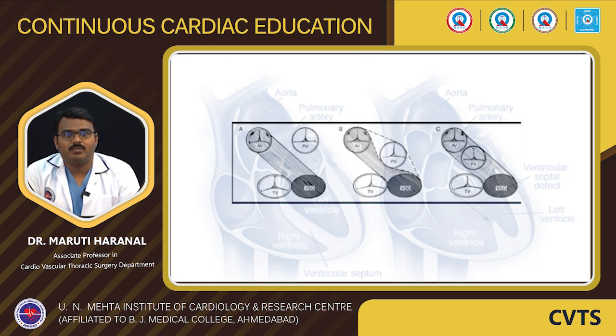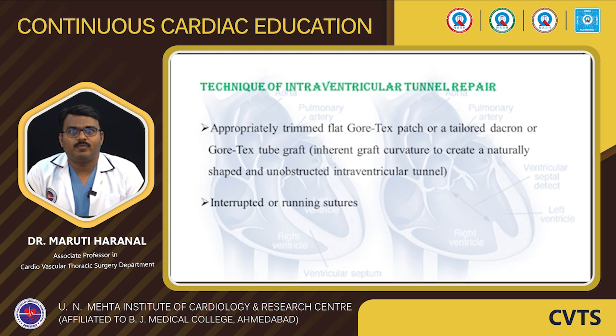As you can see in diagram A, the distance between the tricuspid valve and the pulmonary valve is more than the diameter of the aortic annulus, hence a smooth interventricular tunneling can be performed. In cases where the distance is lesser, it can either impede the pathway of interventricular tunneling or preclude the operation, subjecting patients to other modalities of surgical treatment. An appropriately trimmed flat Gore-Tex patch or a tailored Dacron or Gore-Tex tube graft can be used for interventricular tunneling, with either interrupted or running sutures depending upon the surgeon's preference.